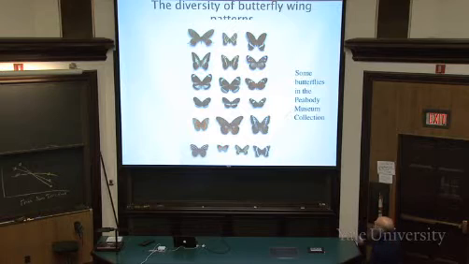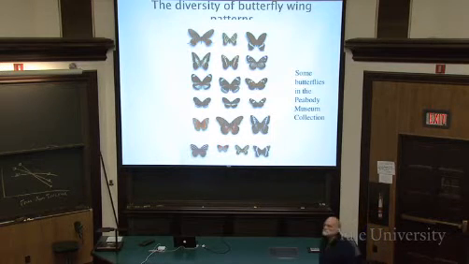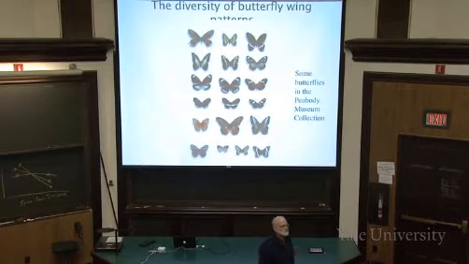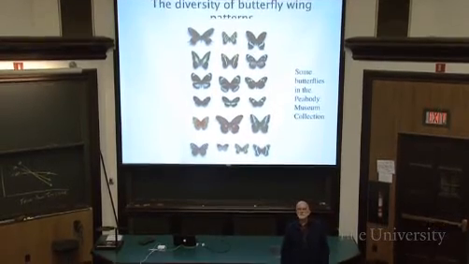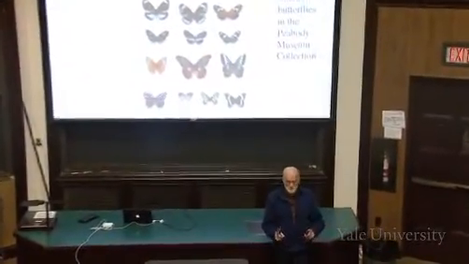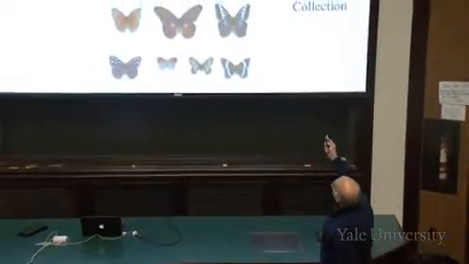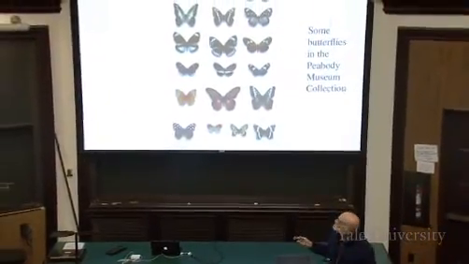Now, this is the diversity of butterfly wing patterns that you can get in about 10 minutes in the Peabody Museum collections. They are beautiful. They're just amazing. I remember the first time I saw a birdwing butterfly in the collections at the Bishop Museum in Honolulu. The birdwings come from New Guinea and other parts of Southeast Asia. They're about that big. They're the largest butterflies on the planet. And actually, their form is a bit like this guy, except they're about 4 times bigger.